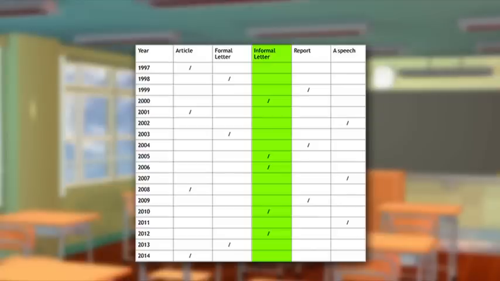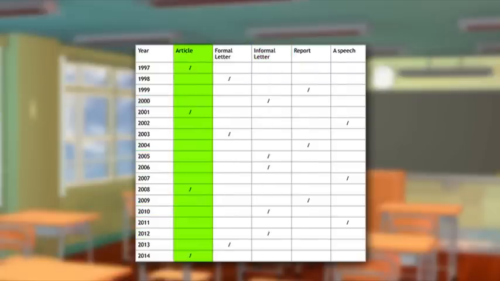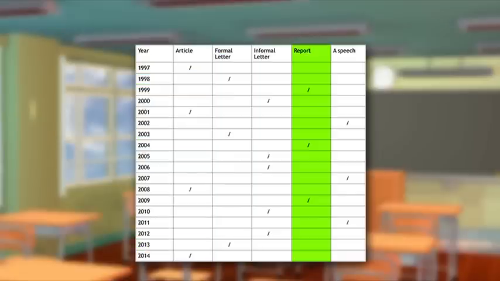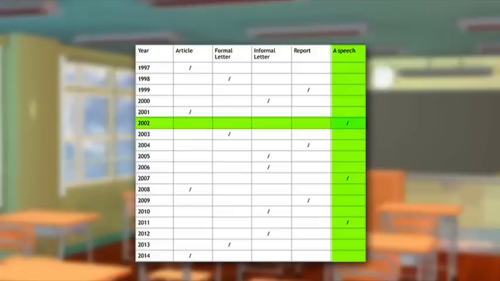It appeared 5 times in 2000, 2005, 2006, 2010 and 2012. Article writing is the second most popular essay format. It appeared in 1997, 2001, 2008 and 2014. Formal letter appeared in 1998, 2003 and 2013. Report appeared in 1999, 2004 and 2009, while speech appeared in 2002, 2007 and 2011.